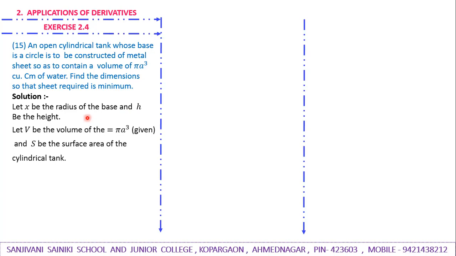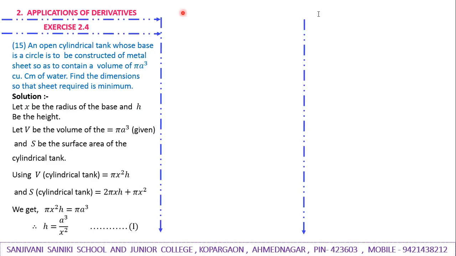So what is the volume of the cylinder? It is pi a cube. Now given that S is the surface area of the cylindrical tank, here the volume of the cylindrical tank is pi x square h and the surface area of the cylindrical tank is 2 pi x h plus pi x square.